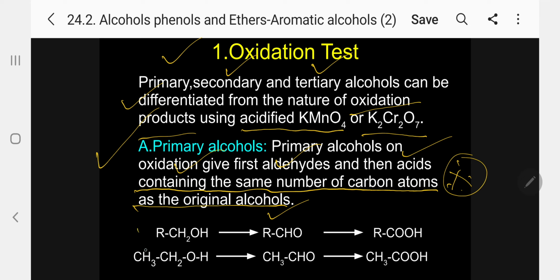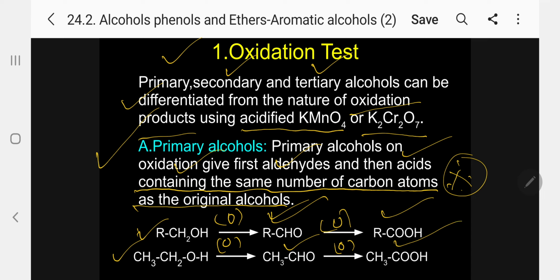Example, RCH2OH, general formula, oxidation, giving corresponding aldehyde, oxidation, corresponding acid. So a specific example, let me take ethyl alcohol. On oxidation with acid potassium permanganate, it gives the corresponding aldehyde, acetaldehyde, and on further oxidation, acetic acid. So both ethyl alcohol and acetic acid contain the same two carbon atoms. So it is primary. We can easily identify it is primary.